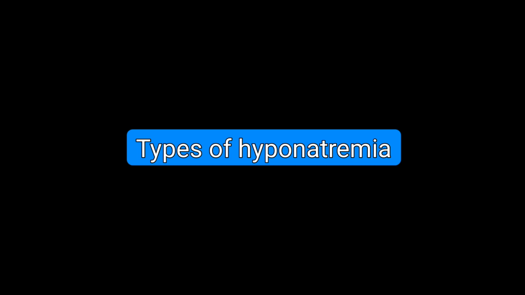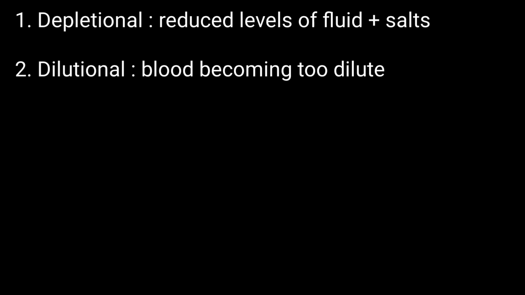Now, there are certain types of hyponatremia. Basically, there are two types. First is the depletional hyponatremia, which refers to reduced levels of fluids and salts. The second one is the dilutional hyponatremia, which is caused by blood becoming too dilute.